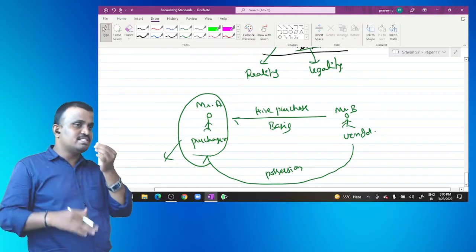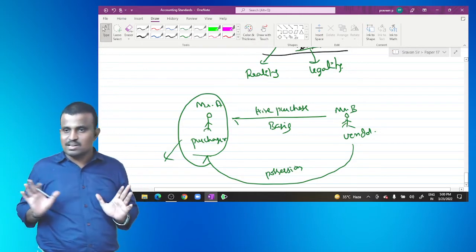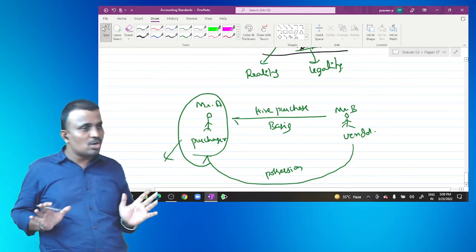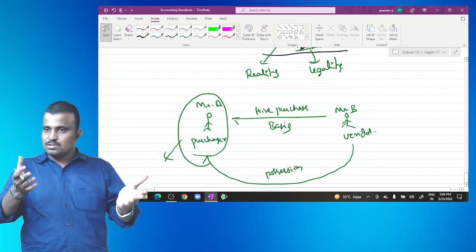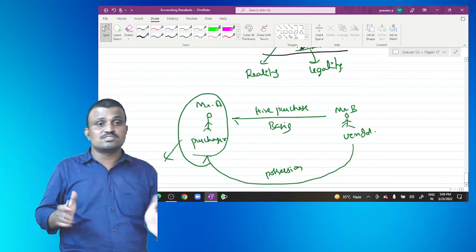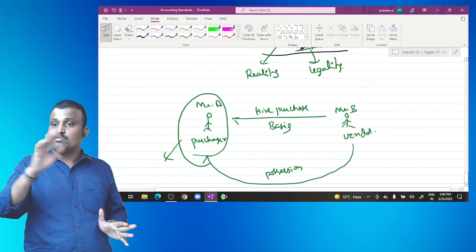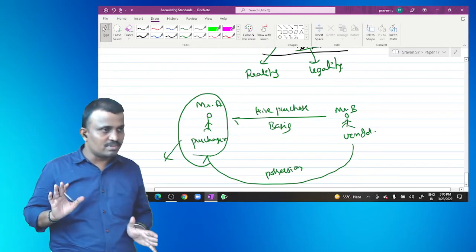For example, we purchase a car and utilize the car in the current year, and due to COVID the registration process did not happen. Then after 4 or 5 months, the registration was completed.